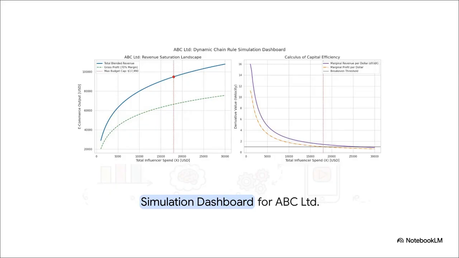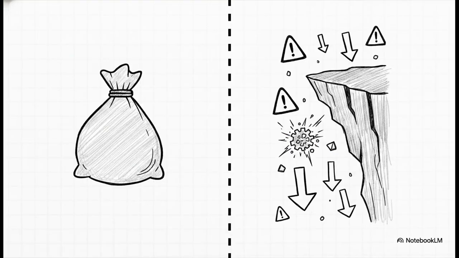When we map this data onto a dynamic simulation dashboard, we can visually see that law of diminishing returns in action. You'll notice how the total revenue curve on the left starts to flatten out as they exhaust the most relevant audiences. But the real key is the calculus of capital efficiency on the right. That orange profit velocity curve slopes downward as it gets harder and harder to find cheap views. It slopes down until it hits that horizontal break-even line at exactly $17,990. That red dotted line? That is the absolute limit.